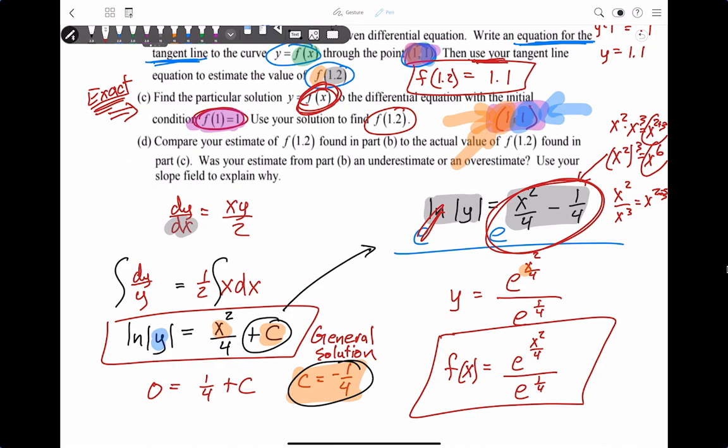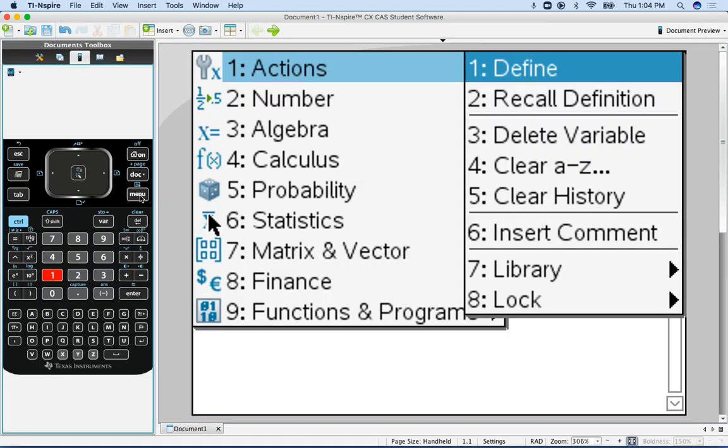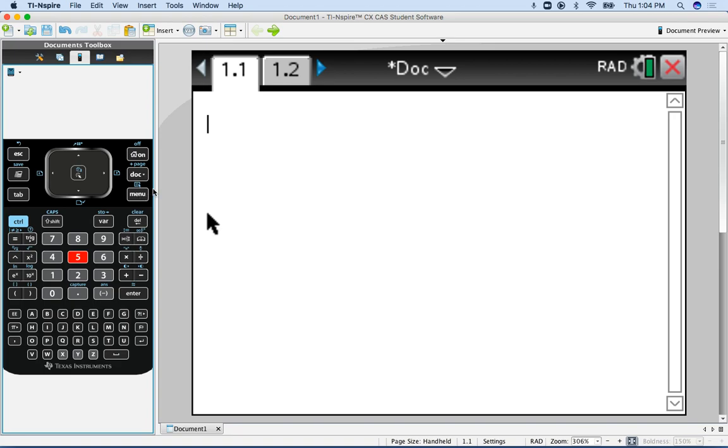Now, if I wanted to use your solution to find f of 1.2, then we would put 1.2 here. So 1.2 squared is going to be 1.44 divided by 4. We're obviously going to need a calculator to figure out what exactly that is. Okay, so let's come over here. This was from a previous example. Let me clear storage, and I'm going to put this equation in.